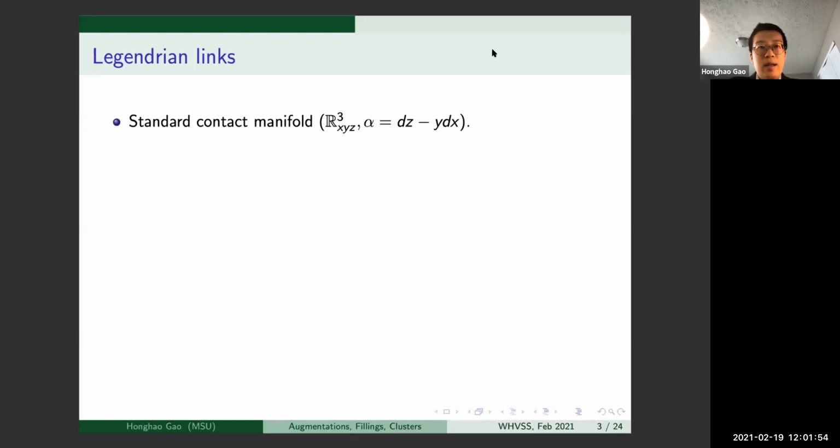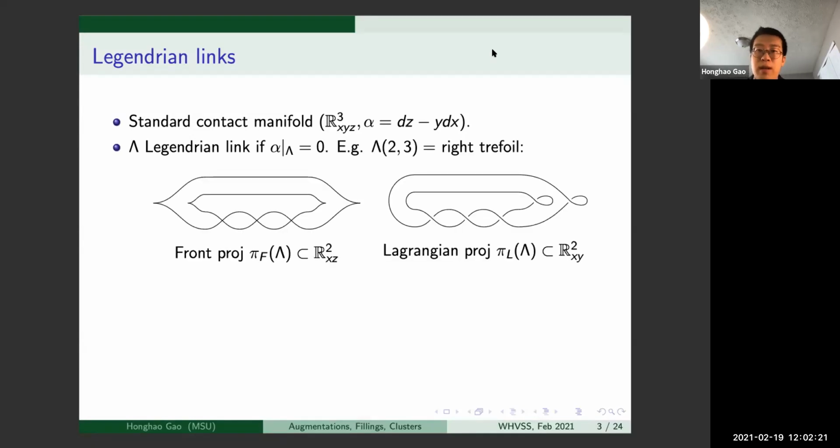We look at Lagrangian links in the standard contact manifold, that's R3, equipped with the contact one-form dz minus y dx. A link, which is a union of circles inside R3, is a Lagrangian link if this one-form vanishes on Lambda. Here's an example, the right trefoil. I plot on the left the front projection, which is the projection of the knot to the xz plane, and then the Lagrangian projection, which is the projection to the xy plane.